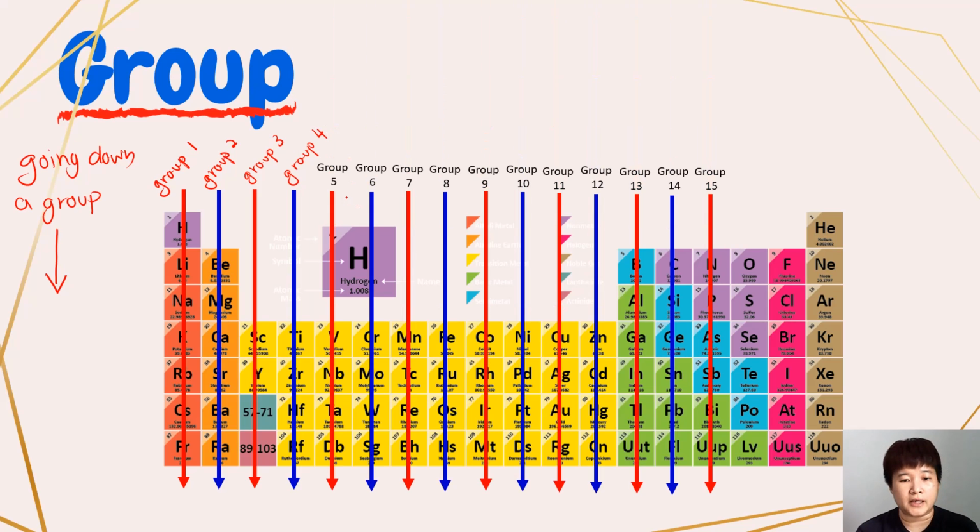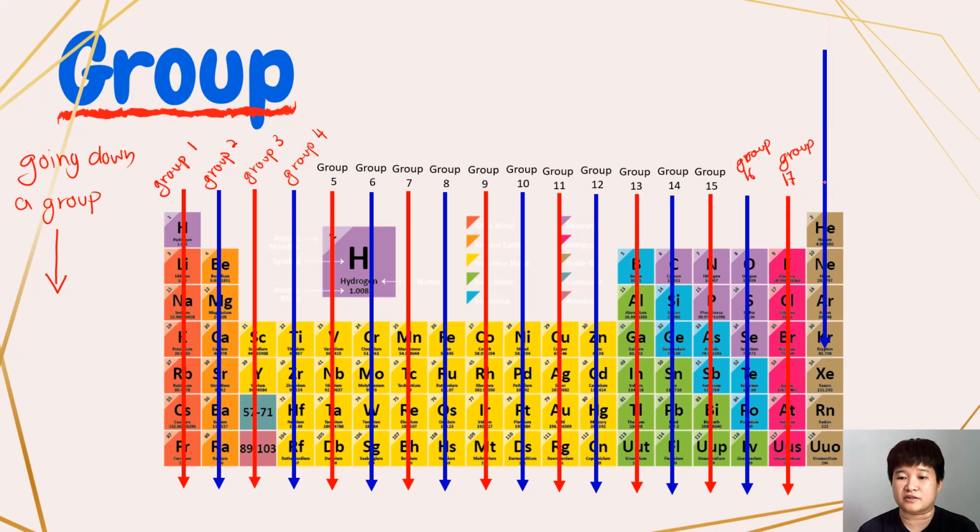And then all the way, you will have your group 5, 6, 7, 8, 9, 10, 11, 12, 13, 14, 15. And then you will have your group 16, and your group 17. We know that in a periodic table, we will have a total of 18 groups. So last but not least, your group 18. So this is all your groups, going down the column. Going down, you have your group 1 all the way to your group 18.